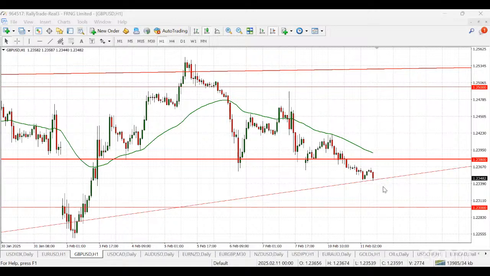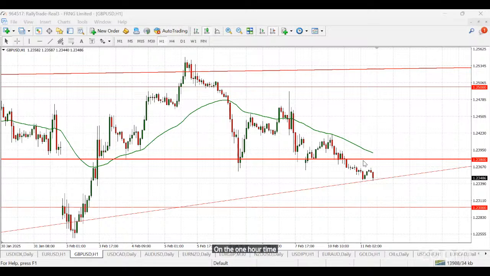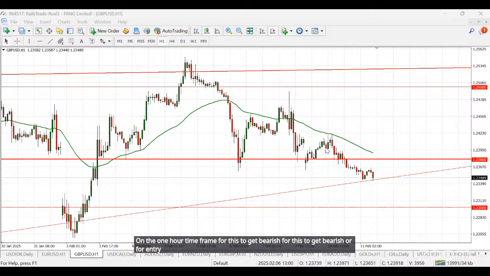So that's what we need to see on Pound USD. We need to see price take out this trend line on the 1 hour time frame for this to get bearish, or for an entry opportunity in the midst of this bearish move.